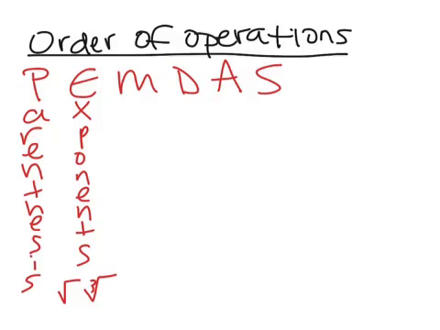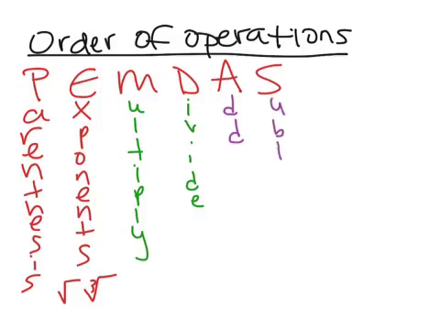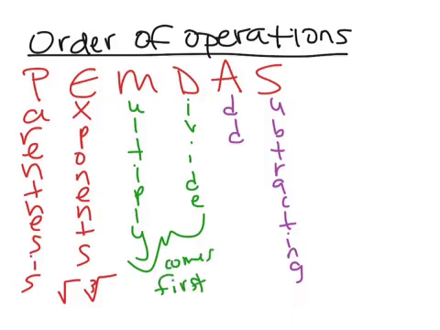M stands for multiplying. D stands for dividing. A stands for adding. And S stands for subtracting. One thing that you have to remember is that when you look at multiplying and dividing, you don't necessarily multiply and then divide, you do whichever comes first. Same thing goes with adding and subtracting. You don't add and then subtract. When you look at adding and subtracting, it's again whichever comes first.